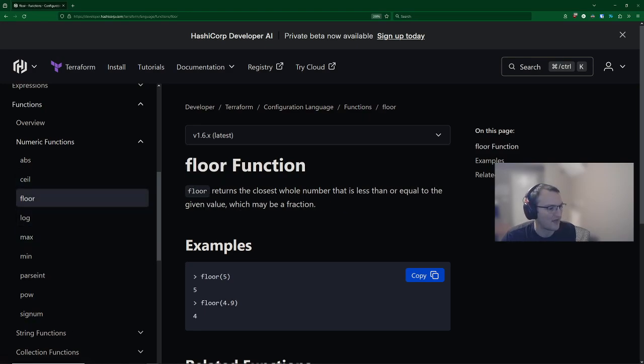Floor is the opposite of that. So floor will round it down to the nearest whole number. So floor 5 gives you 5, floor 4.9 gives you 4.